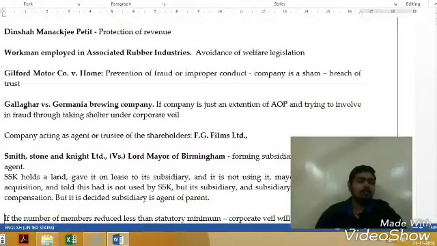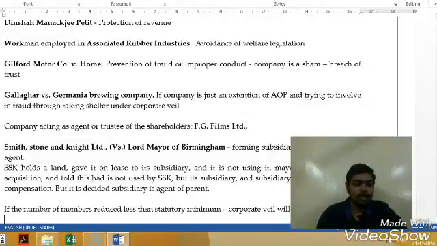Then we studied Gilford Motor Company, where there was a breach of contract. He shouldn't have started this other company. But he started another company, meaning he shouldn't have started a competing business, but he did that. So they held that it was not good, and so they lifted the corporate veil.